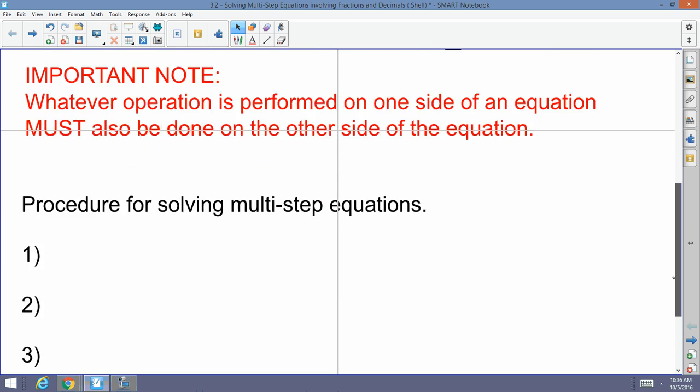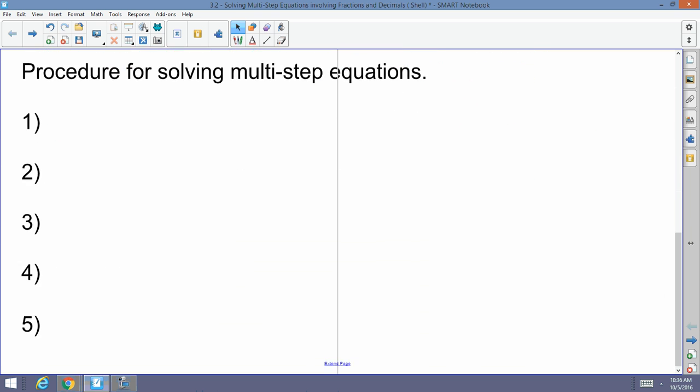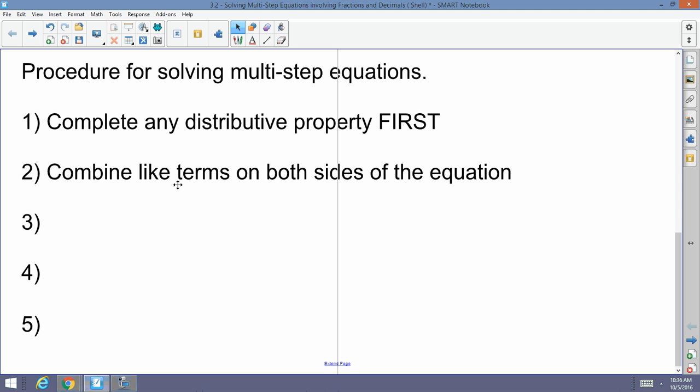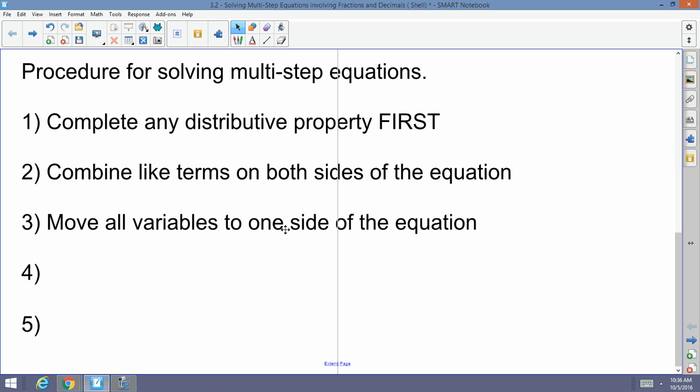Okay, so procedures. This was the procedures from yesterday, so this should be very fresh in your head. What's the first step of any multi-step equation? Excellent. Complete any distributive properties first. Number 2, after I distribute: you want to combine like terms on both sides of the equation. What's my third step? Yes, move all the variables to one side of the equation. And now I'm left with a two-step equation.